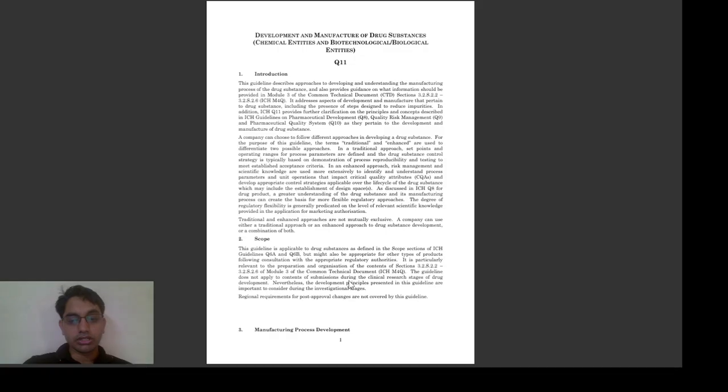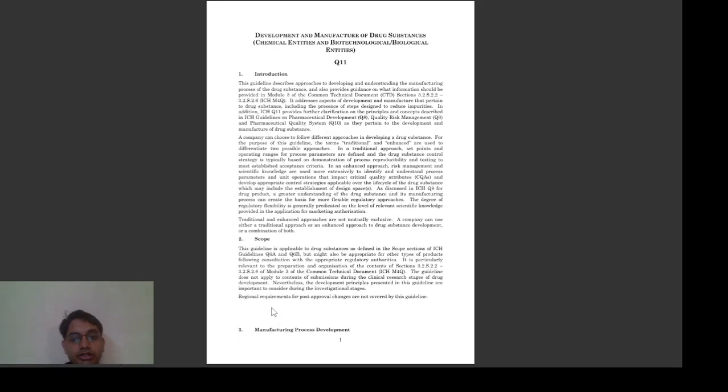submissions during the clinical research stages of drug development. Nevertheless, the development principles presented in this guideline are important to consider during the investigational stages. Regional requirements for post-approval changes are not covered by this guideline.